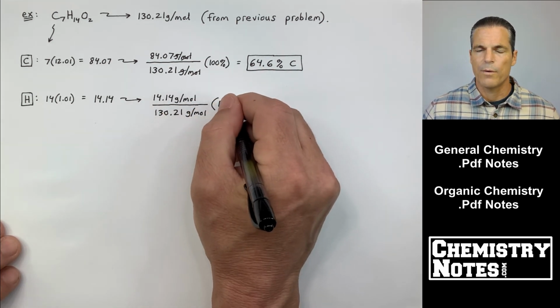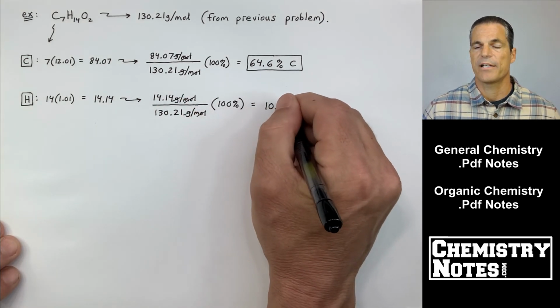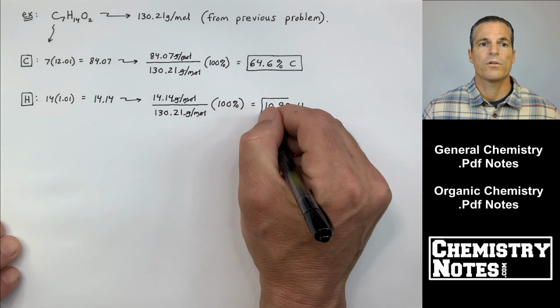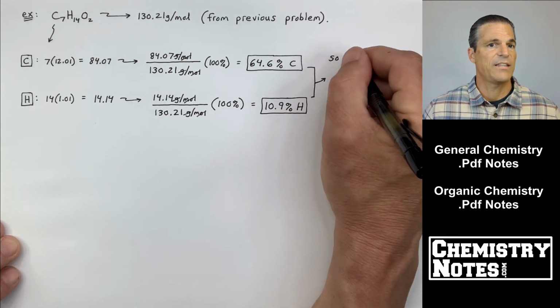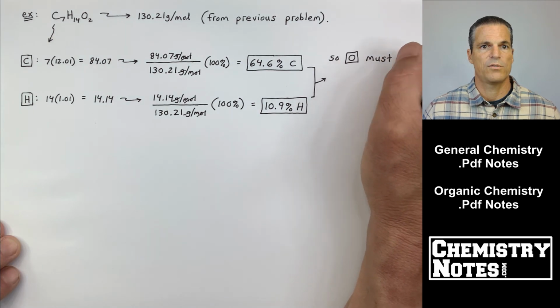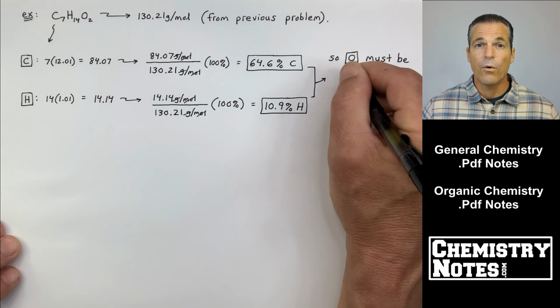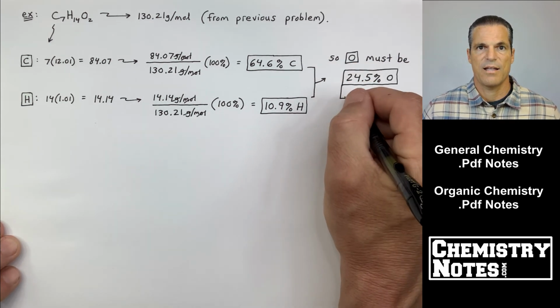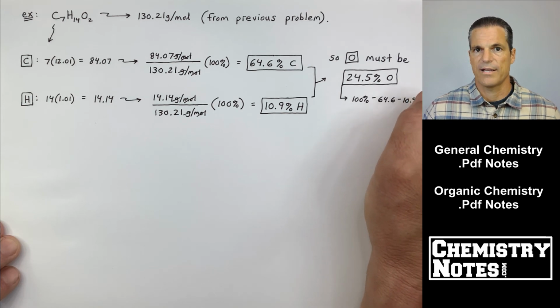Now let's do hydrogen. Hydrogen weighs only 1.01, so we should always expect low contributions to mass percent from hydrogen. 14 times 1.01 is 14.14. Divide that by the total mass, 130.21, and we get 10.9% hydrogen. 14 hydrogens we had in that molecule, still only contributes just under 11% to the total mass.